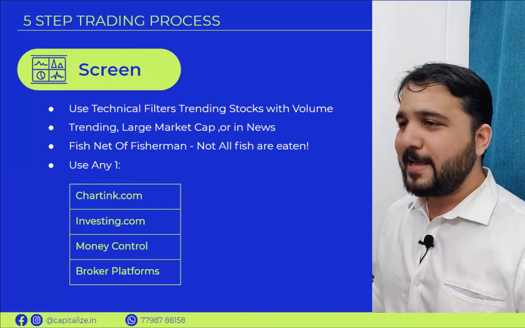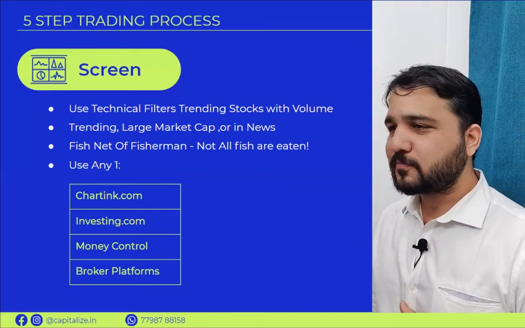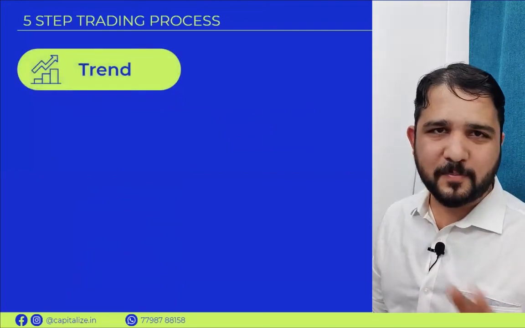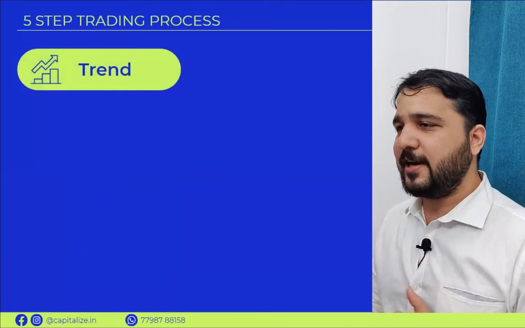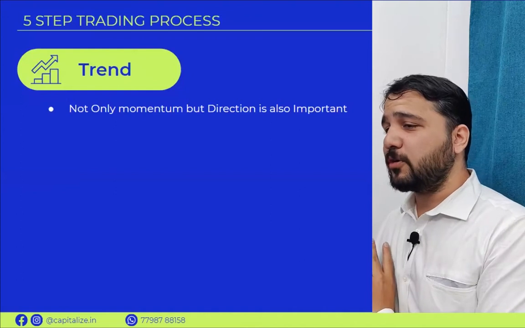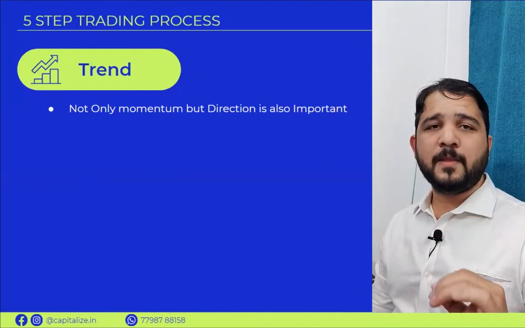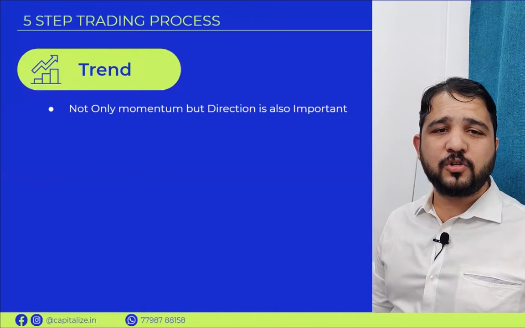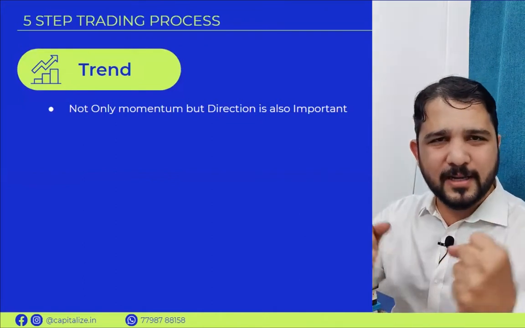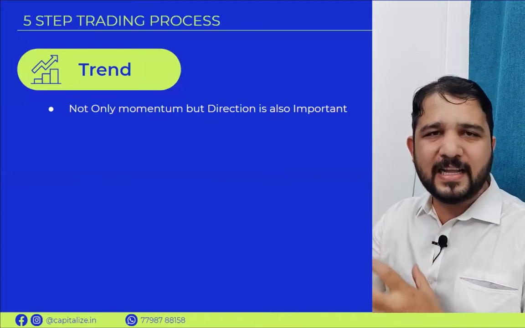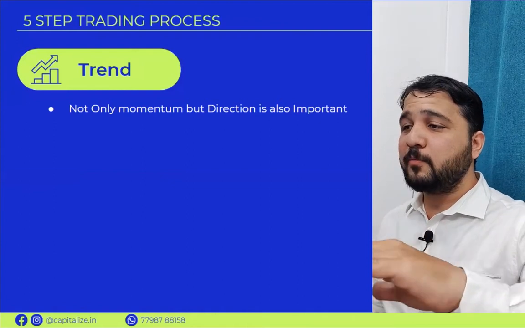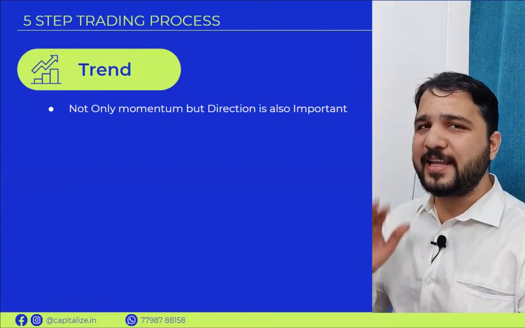Okay, now let's look at step number 2. Second step, again a very crucial step in any form of trading, is trend. Okay, not only momentum but direction is also important. What do I mean by that? Simple. By screening the stocks, you've already used a lot of momentum, the stocks that are already in movement and they are trending and they are active right now. But we also need to know in what direction are they acting.